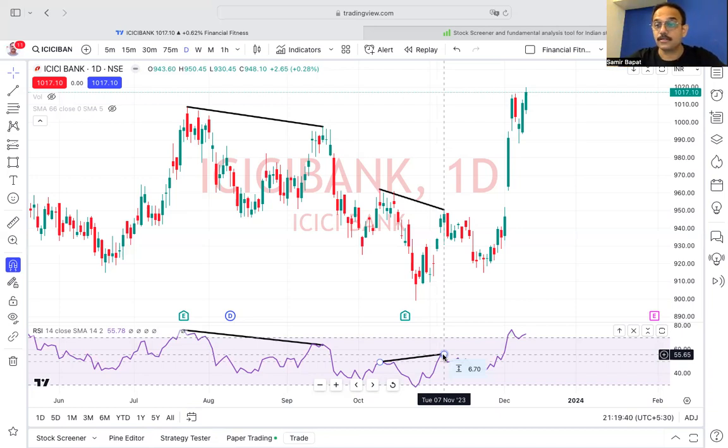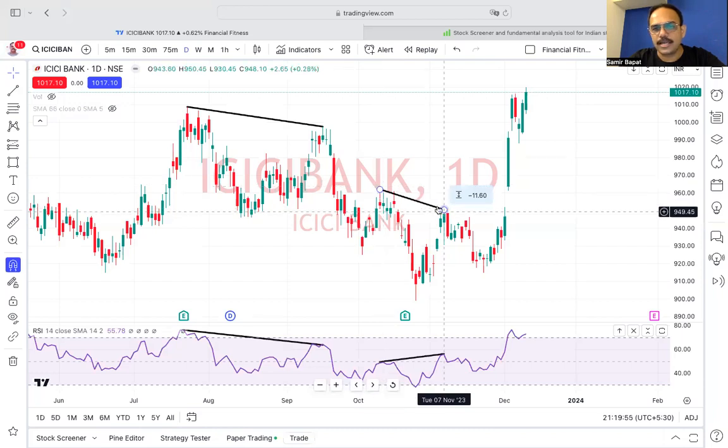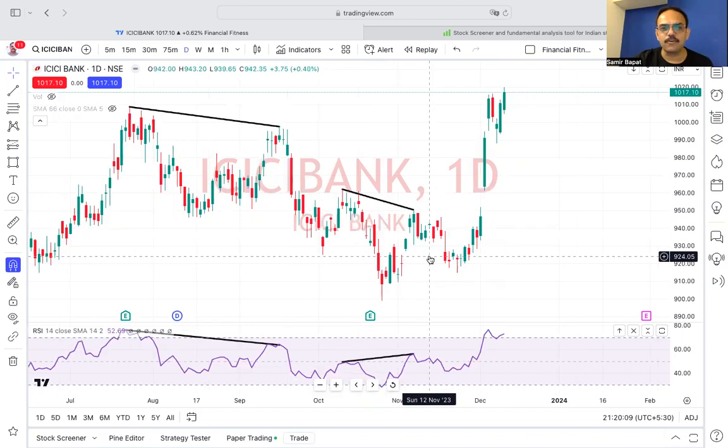Sir, I have a question. Are we considering the wicks as well, or do we need to consider only the candle body? We'll consider wicks also right now, no problem with that. So we will consider the wicks also. Okay. How about others? Is everyone clear on what I'm mentioning as divergence? Yes, clear. Okay.